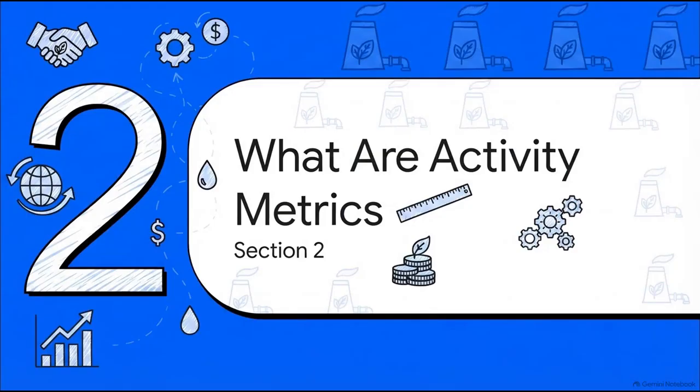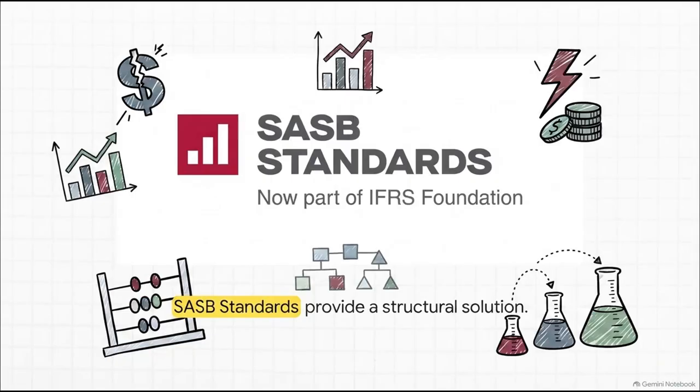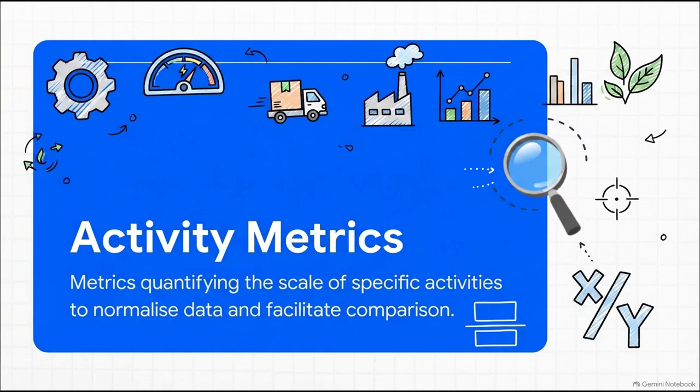Moving into section 2, what are activity metrics? Well, the SASB standards, which, by the way, are now under the stewardship of the ISSB within the IFRS Foundation, are designed to help entities disclose risks that affect cash flows. And the beauty is, they built a structural mathematical tool right into the framework specifically to handle this exact scale problem. The secret sauce is this exact definition, pulled directly from page 4 of the source material. Activity metrics are metrics which quantify the scale of specific activities or operations by an entity and are intended for use in conjunction with other metrics to normalize data and facilitate comparison. Essentially, they're the vital denominator in your efficiency equation.